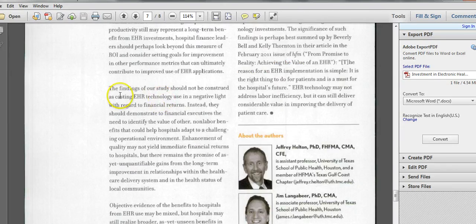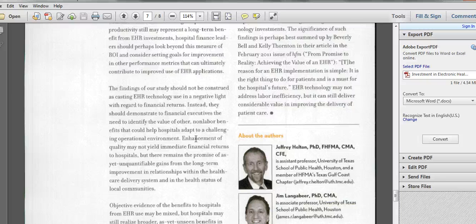But these authors also say that the findings of the study should not be construed as casting EHR technology use in a negative light with regard to financial returns. Instead, they should demonstrate to financial executives the need to identify the value of other non-labor benefits that could help hospitals adapt to a challenging operational environment.